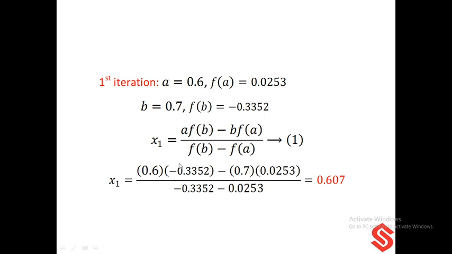Now the first iteration, taking a is equal to 0.6, f of a is 0.0253, b is equal to 0.7, f of b is equal to minus 0.3352. We substitute in the formula x1 is equal to a f of b minus b f of a divided by f of b minus f of a. We get x1 is equal to 0.607.